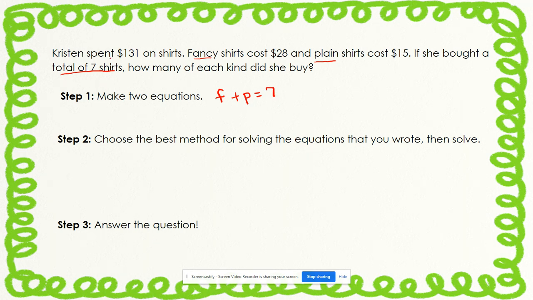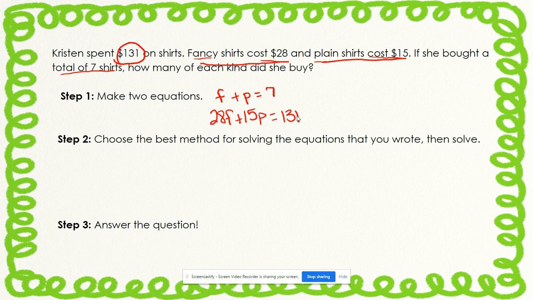The other information I know is that she spent a total of $131. She paid $28 for each fancy shirt, and she paid $15 for each plain shirt. So if I know that she spent $28 for each fancy shirt, that's 28 times however many fancy shirts she purchased. She also spent $15 for each plain shirt, so we add 15 times however many plain shirts she purchased. And I know that if I add these two together, I get a total spent amount of $131.